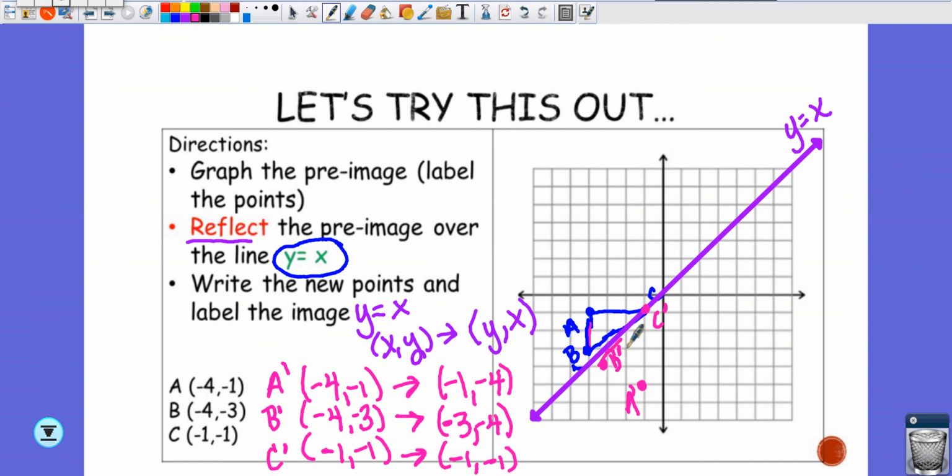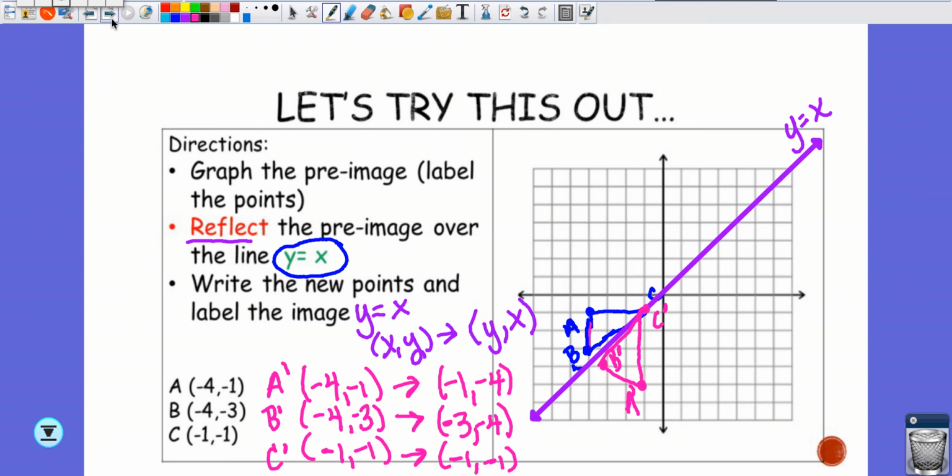And then I'm going to go and connect the dots here. And if you notice, if I fold across this line right here, A should touch A prime, B should touch B prime, and C would touch C prime. And notice since that was on the line, it didn't change. All right, so that's how you do that one.